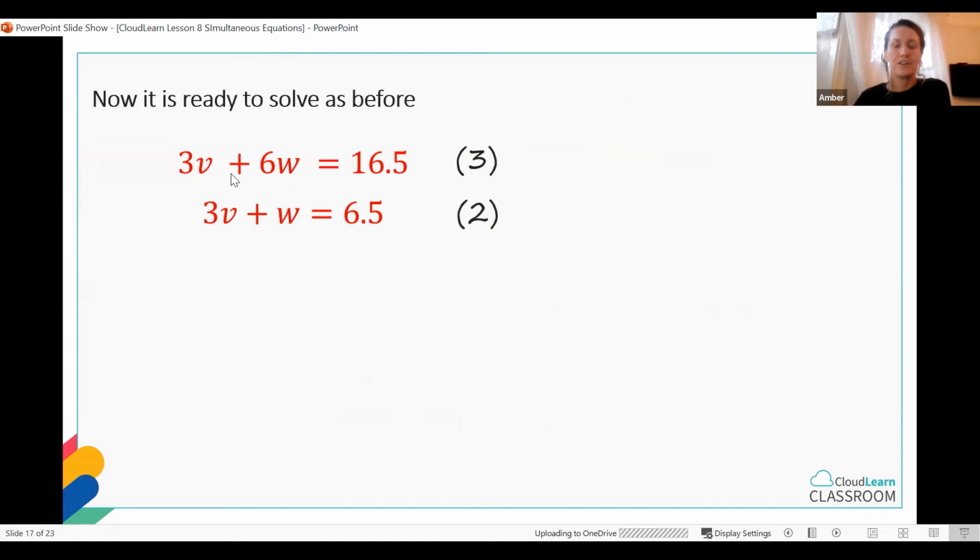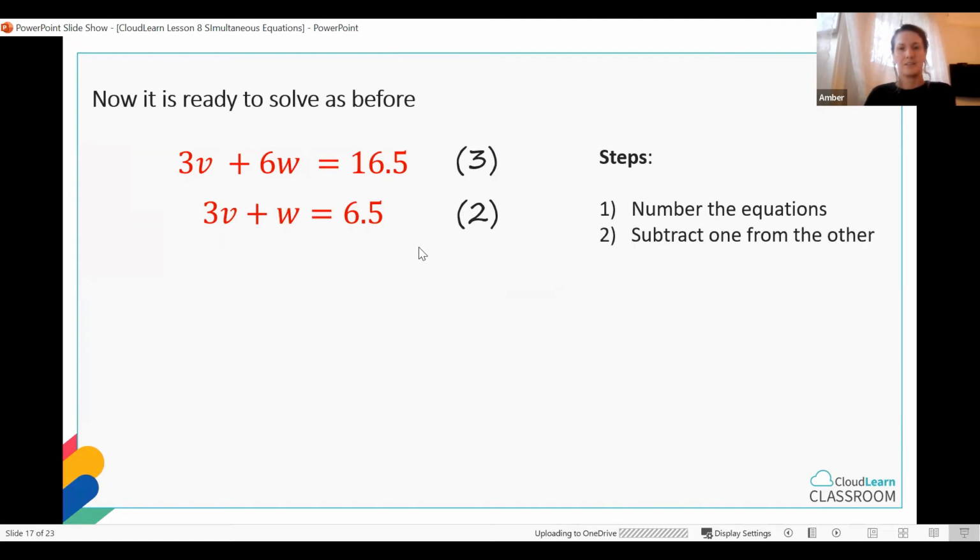So let's have a look at this problem now. What I've got now is the problem 3v plus 6w is 16.5 and 3v plus 1w is 6.5. And I can literally follow those steps and solve it as before, okay? So those steps are coming up now. Number the equations, we've done that. Subtract one from the other. So I'm going to take equation 2 and I'm going to subtract it from the equation that is now equation 3.